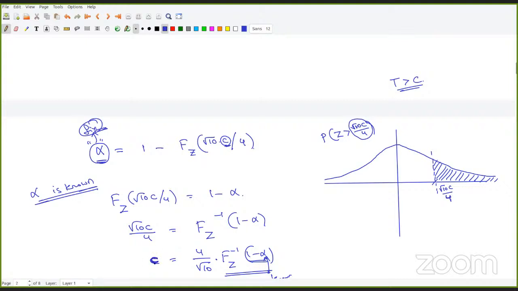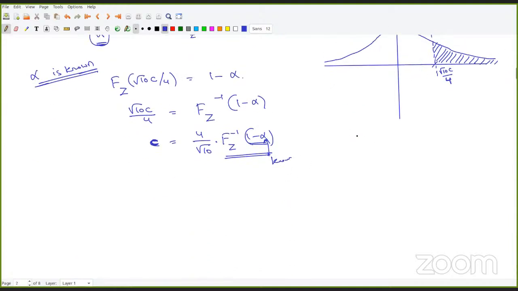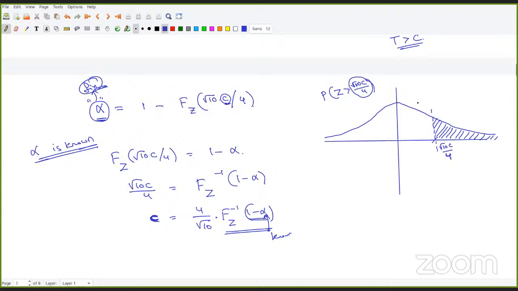After you get C, C may be somewhere here. If your T value falls above C, in this region, then we reject the null hypothesis. If your T falls inside this region, on the left side of C, we will accept the null.